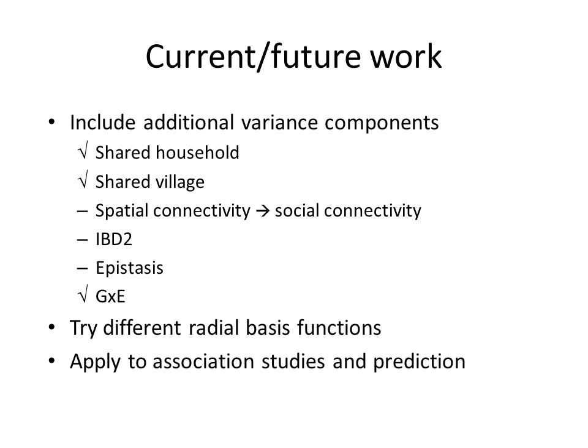Based on that, we're now looking at adding additional variance components to model heritability to get a better model and hence less bias. Here's some of the things we're looking at. We're looking at a variance component based on whether or not you share the same household, or whether or not you share the same village. We looked at spatial connectivity, but why not look at social connectivity as well? And then we're adding some more traditional variance components based on IBD2, epistasis, and G cross E. Finally, we'd like to look at uses of different radial basis functions and to apply these models for not just heritability estimation, but for association studies and prediction.